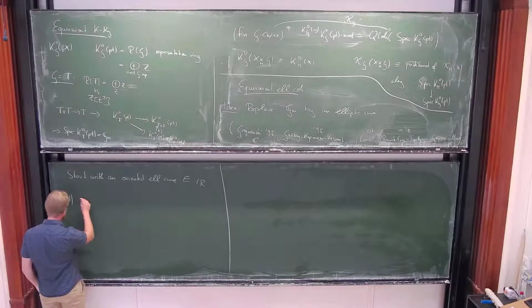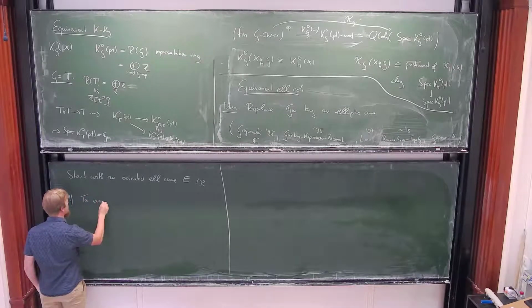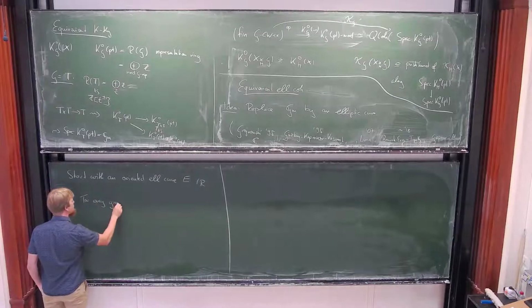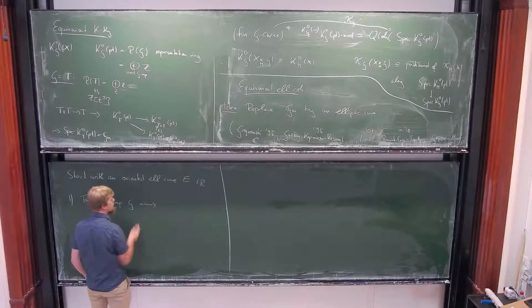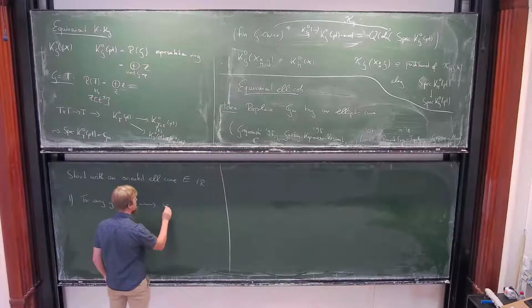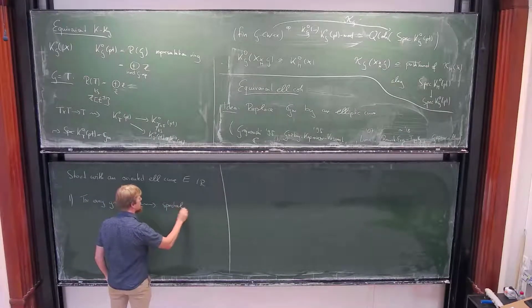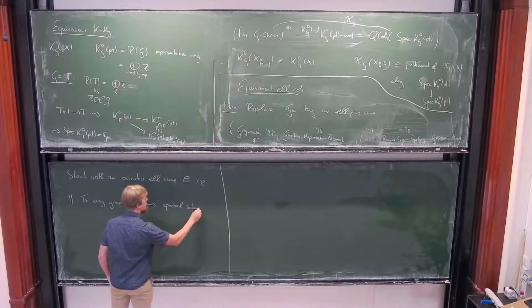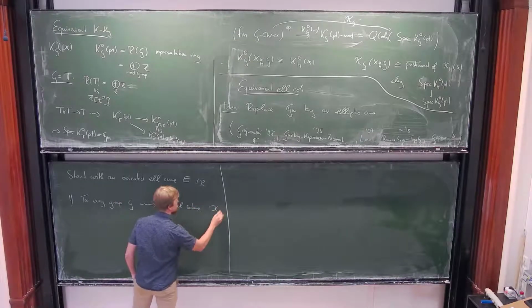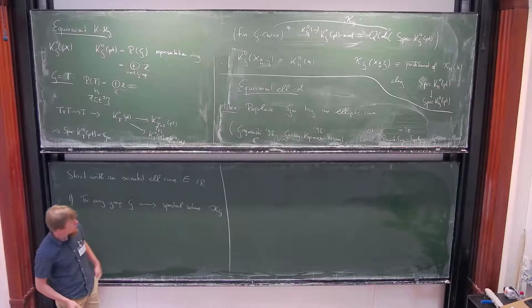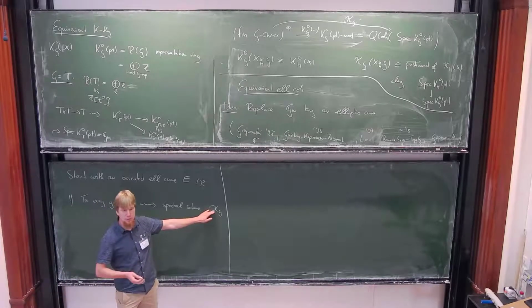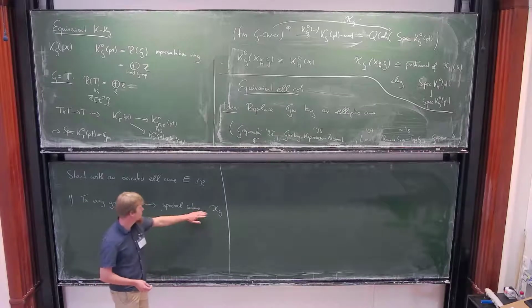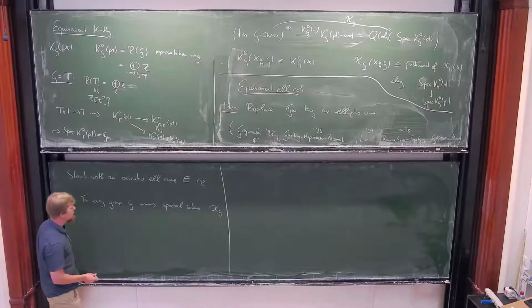So for every group G, we want to have a spectral scheme. If you don't know what a spectral scheme is, just think of a usual scheme with a sheaf of E-infinity ring spectra in some sense compatible with this. But we want to stay in this realm as long as possible.